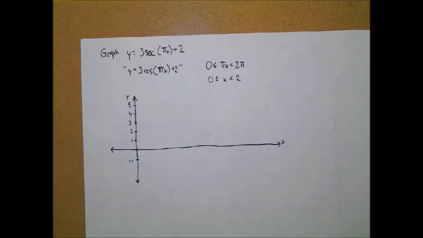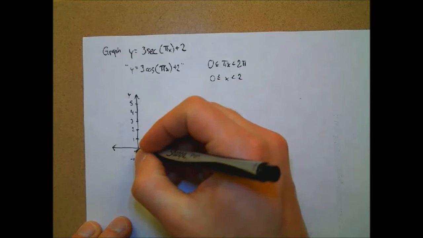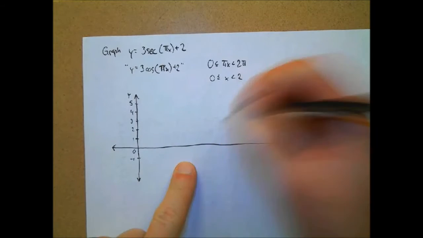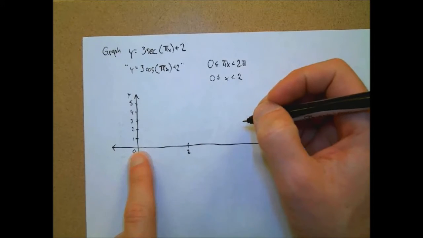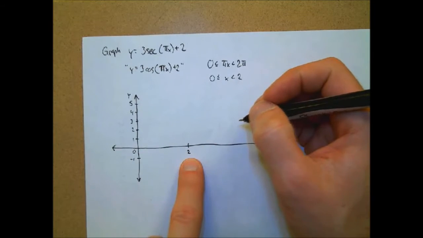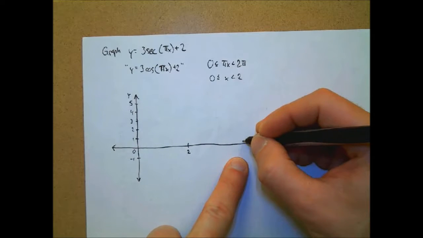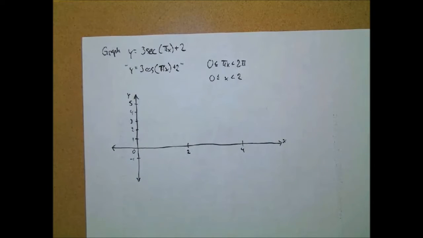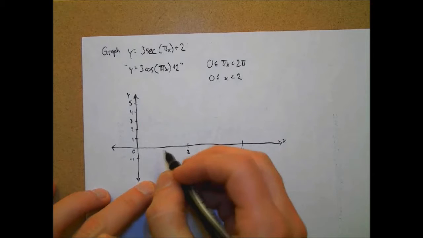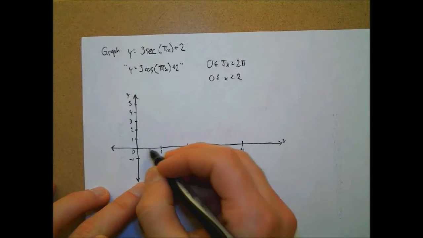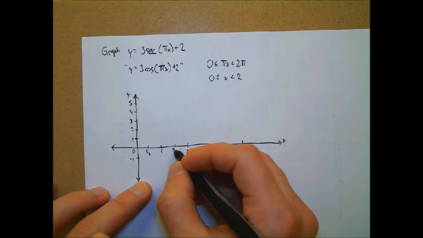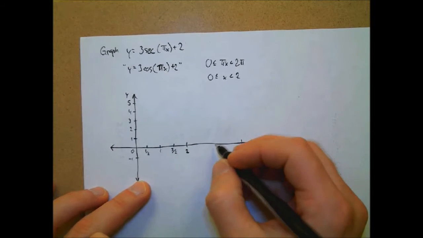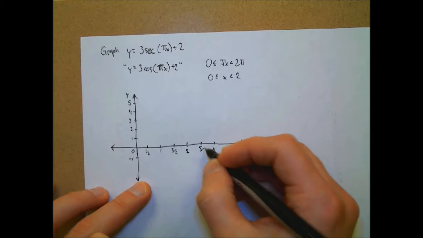And since our period here is from 0 to 2, well, that's kind of interesting. We kind of eliminate the pi from our x-axis there. So it's just 0 to 2, and then we'll do one more full period, so we'll go out to 4. And again, find the halfway points and the quarter points. So halfway between 0 and 2 is 1. Halfway between 0 and 1 is 1 half. Halfway between 1 and 2 is 3 halves. Okay. Halfway between 2 and 4 is 3. And then 5 halves, and then 7 halves. Okay.